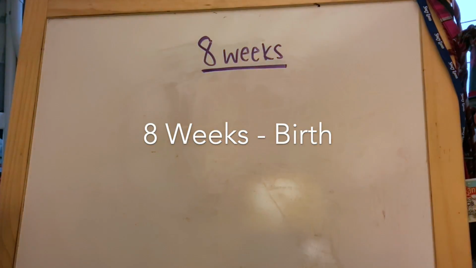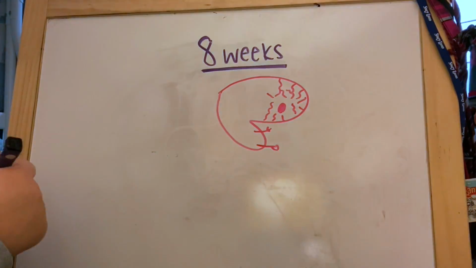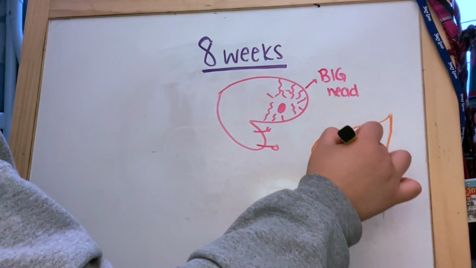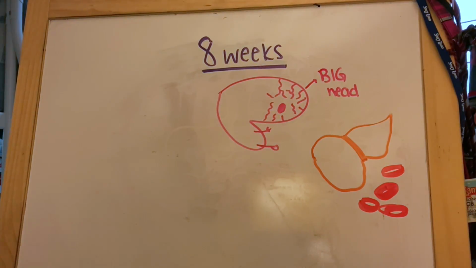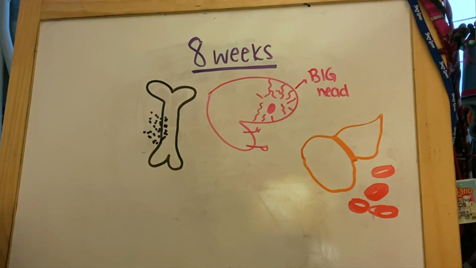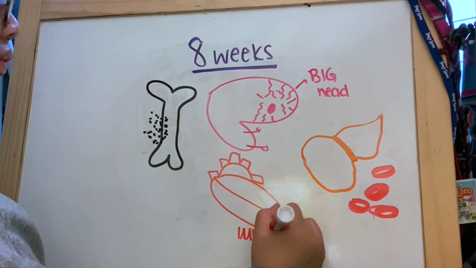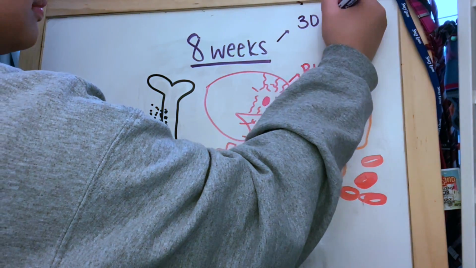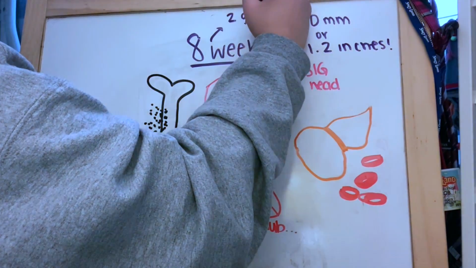So 8 weeks marks the end of the embryonic period, and this is where the fetus's head is as large as its body. All the major brain regions are present. The liver is super large and is beginning to produce blood cells, and the body's limbs are present, and the toes and fingers that were once webbed are now free. Bone ossification is starting to take place, and the cardiovascular system is fully functional. Actually, all of the body systems are present at this time as well. At this time, the baby is 30 millimeters or 1.2 inches and weighs about 2 grams or 0.6 ounces.